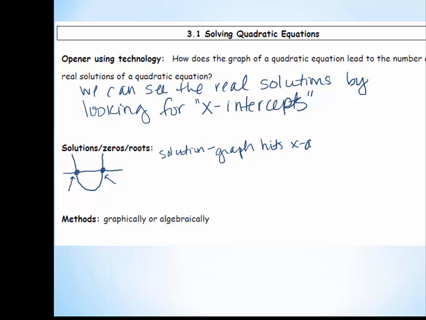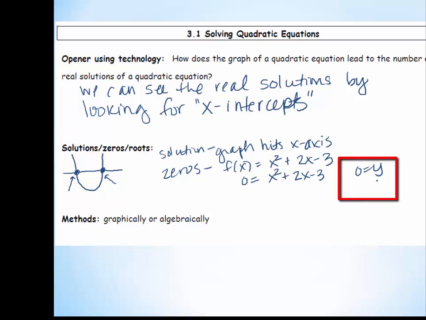hits the x-axis. The reason why they call that zeros is because when we look at the function, we're looking for when the entire function is equal to 0. In other words, 0 is your y variable, and we're looking for the x. And then roots is just another name for solutions or zeros. Now I mentioned this just a second ago, but there's two ways you can find the solutions, graphically or algebraically. So graphically is everything we just talked about. Now algebraic, there's a couple ways.